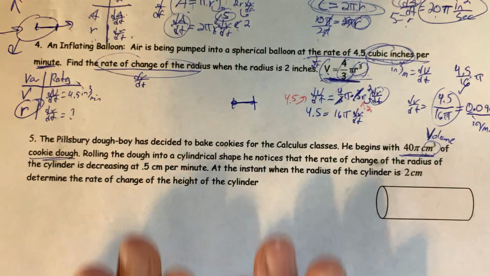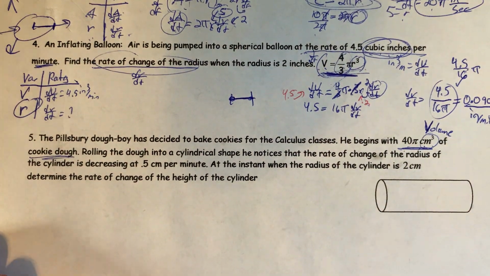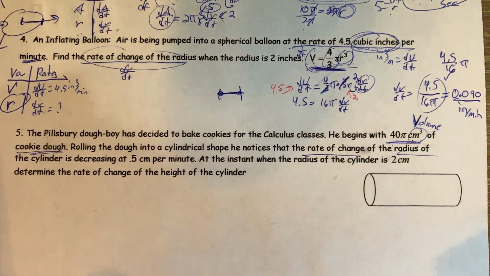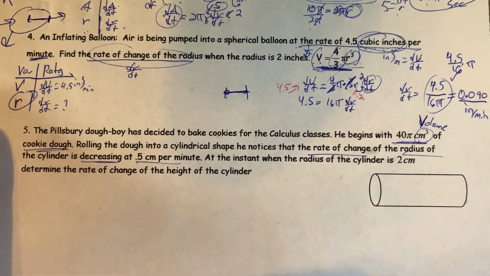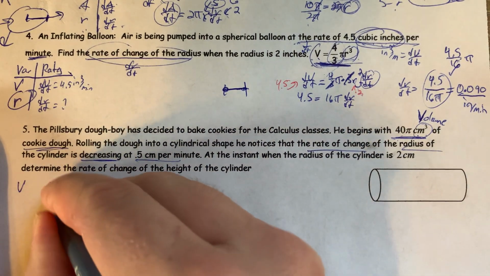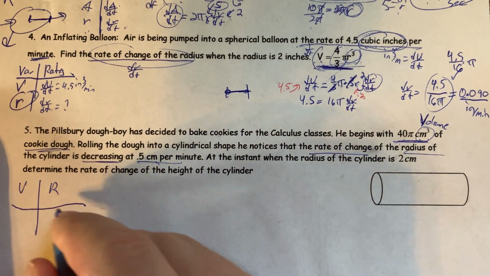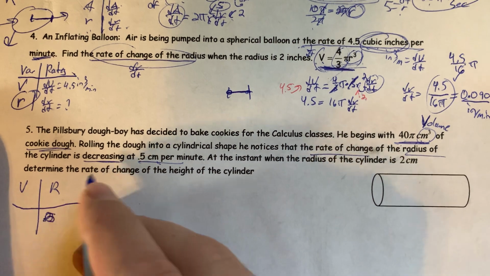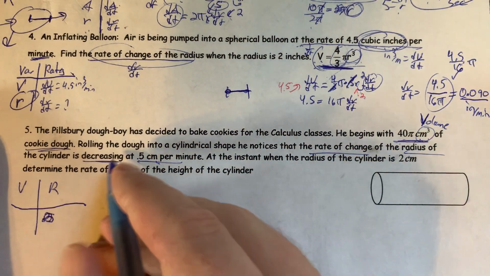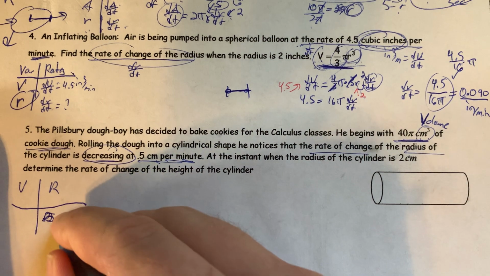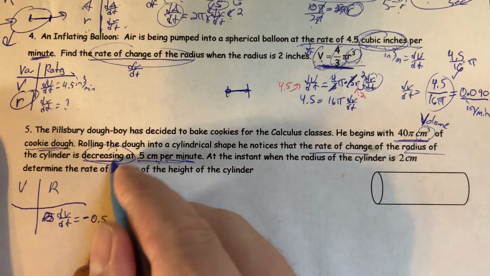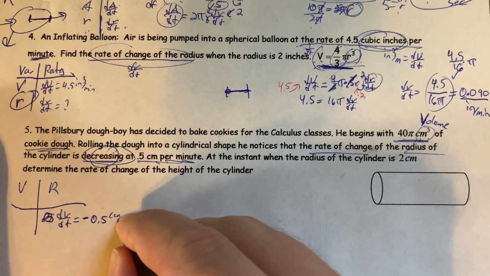Like how much dough you have is an amount. He rolls the dough into a cylindrical shape. He notices that the rate of change of the radius of the cylinder, so as he's rolling it out, the radius is getting smaller. It's decreasing at 0.5 centimeters per minute. So let's look at variables and rates. This is a rate, 0.5 centimeters per minute. This is the radius decreasing at. So dr/dt is negative 0.5, and it's negative because it's decreasing, centimeters per minute.